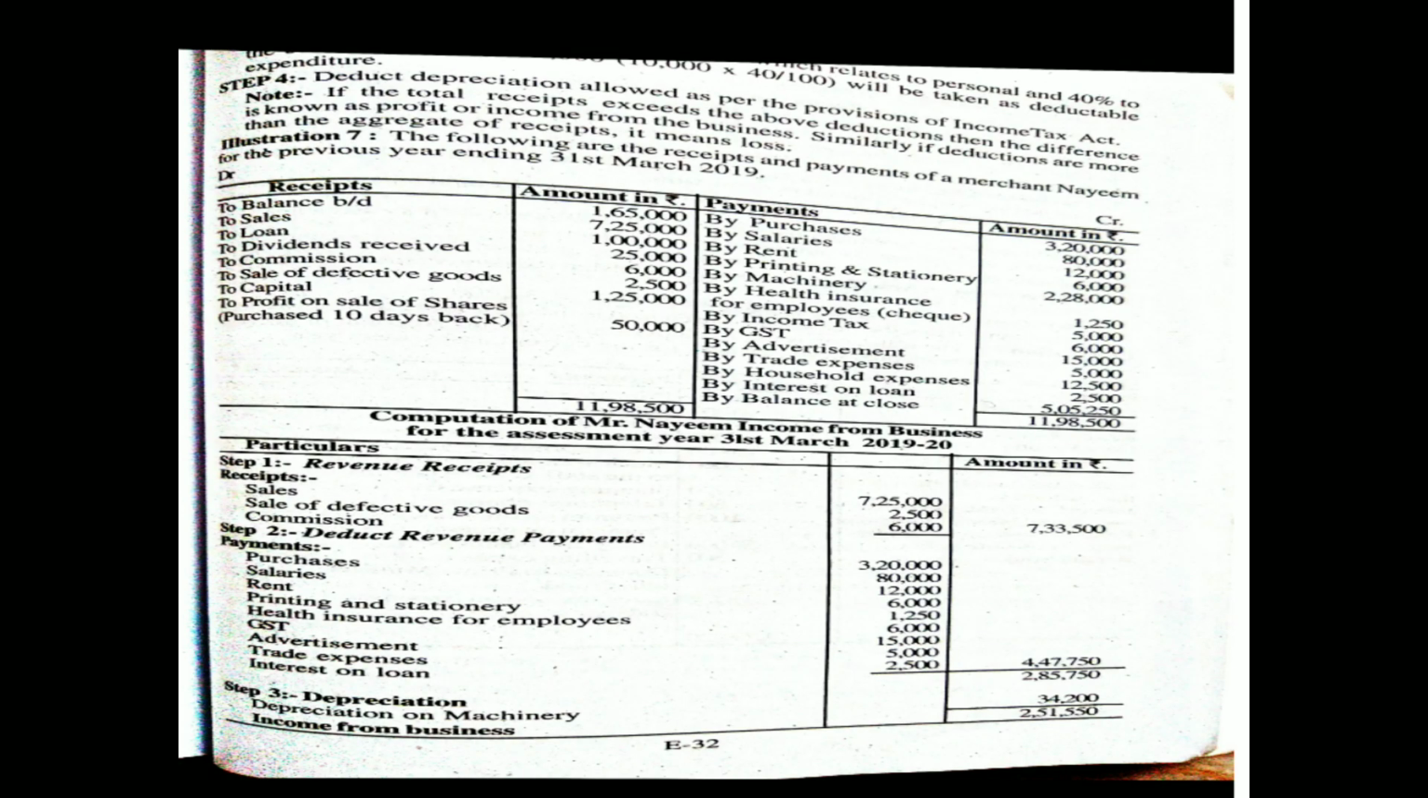Okay. Now this is the problem. The problem will be very easy if a receipts and payments account is given and you are asked to find out the income or profit made in the business. The steps are: take the total of revenue receipts and the total of revenue payments, and from the total of revenue receipts deduct revenue payments. You will get the income from the business.